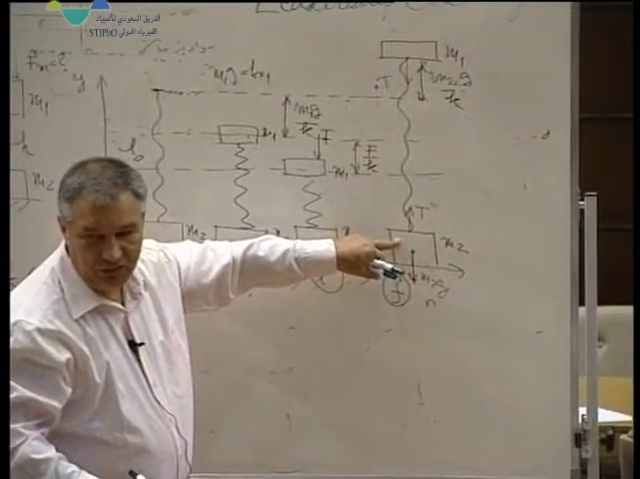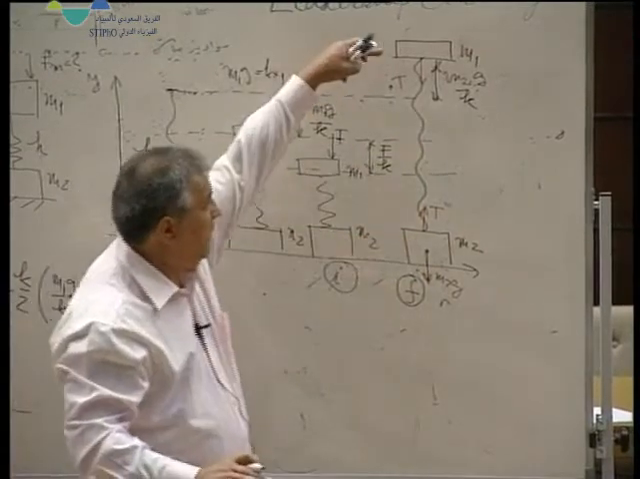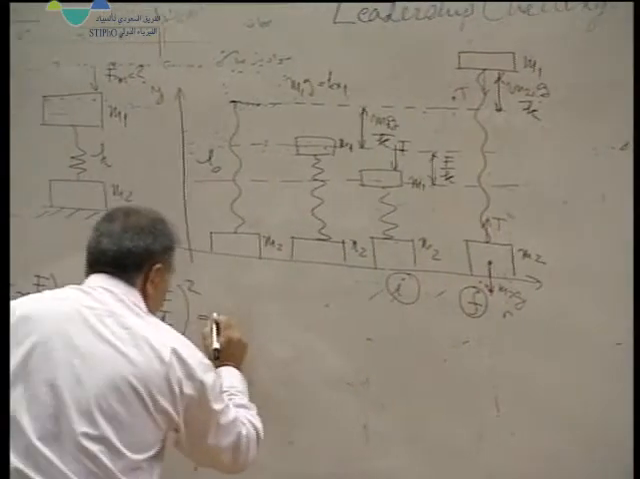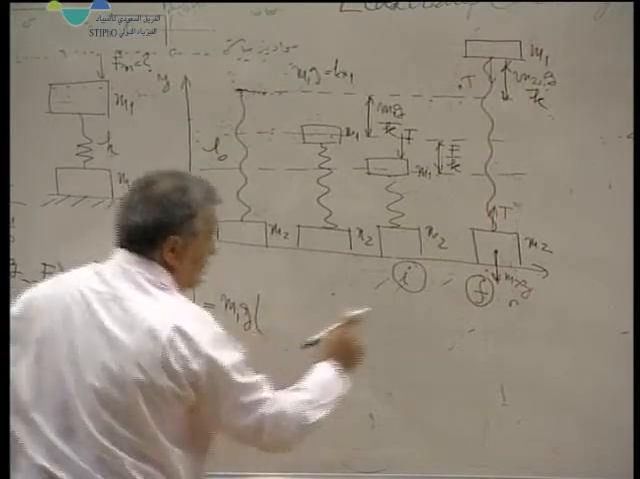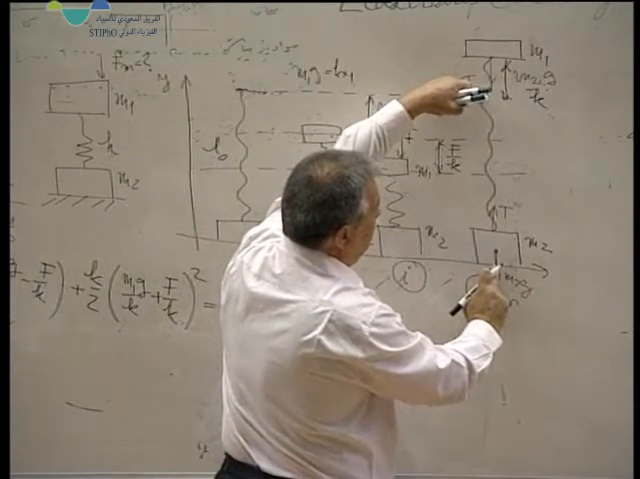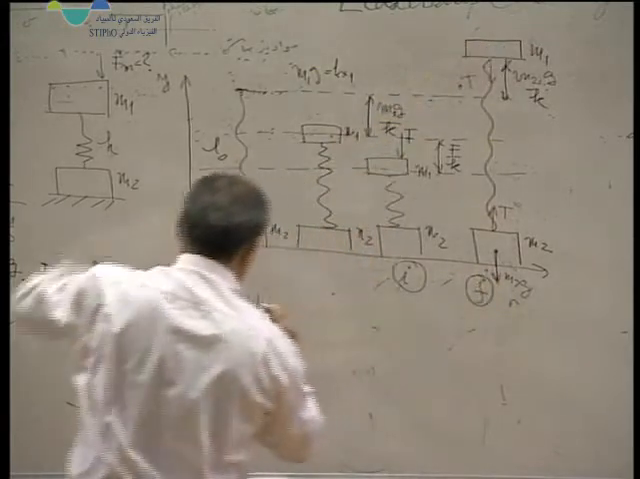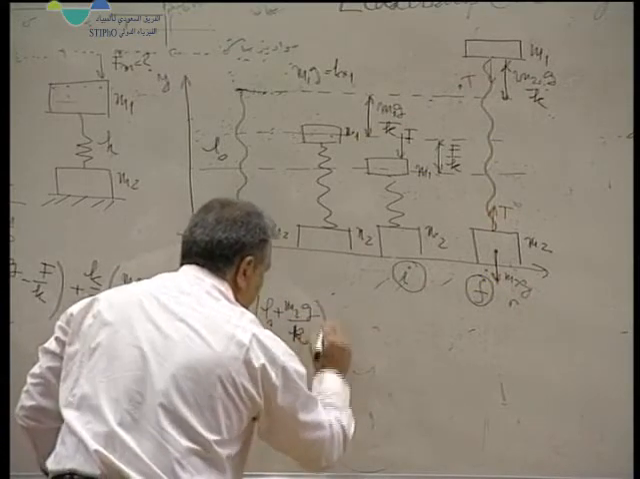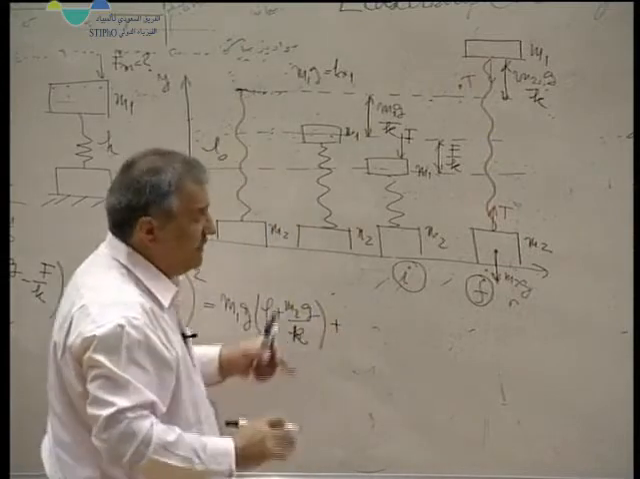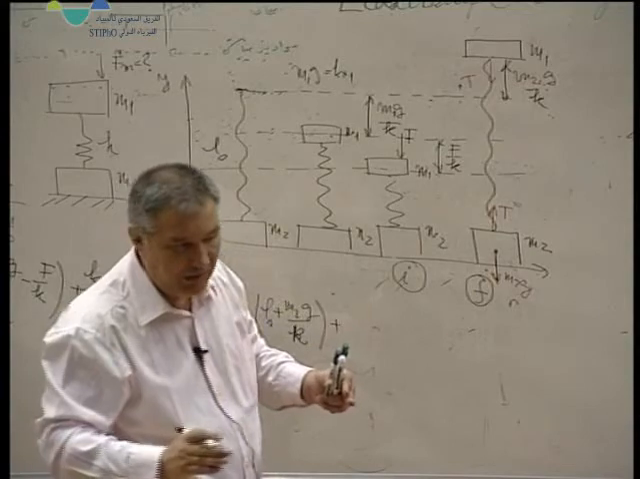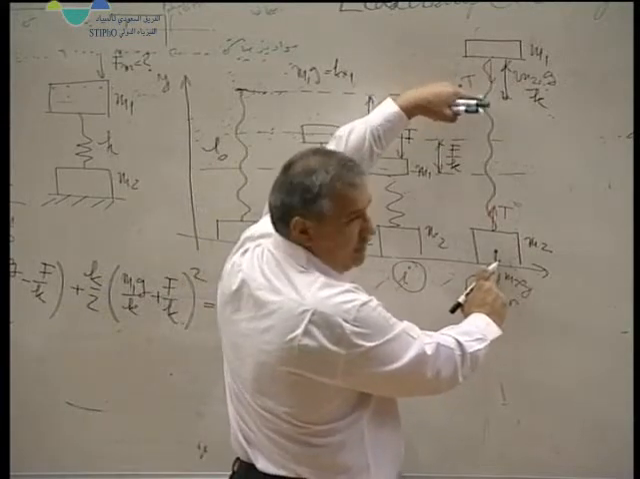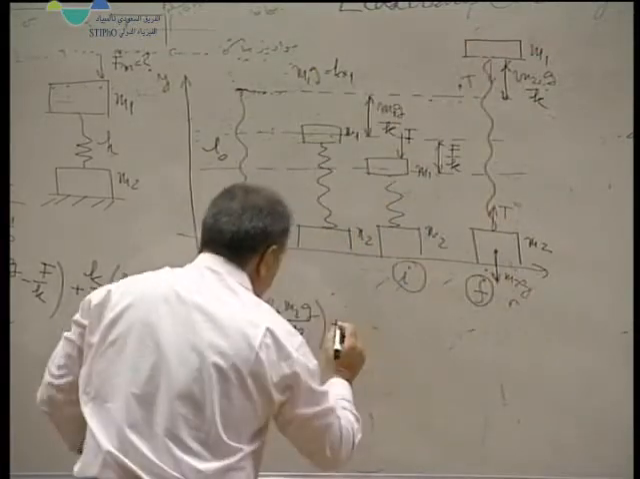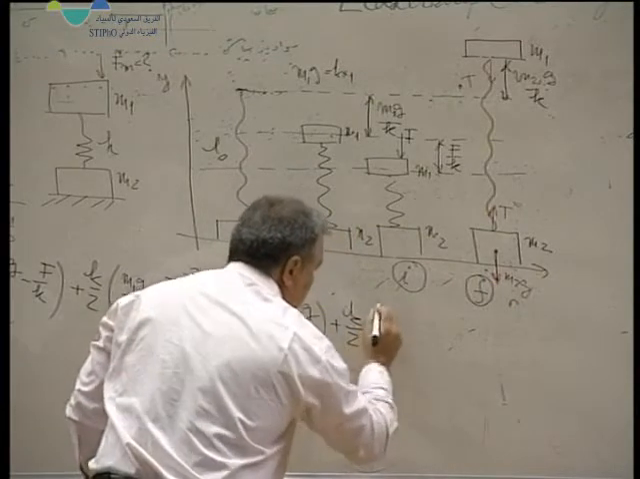Potential energy here is 0, because the height is 0. But M1 is at this height, from here to here. Its potential energy is m1g times this height. From here to here is L0 plus m2g over k. L0 plus m2g over k. Plus the spring is deformed. Its normal length is from here to here, but now it is here. So this is the deformation. Yes, the potential energy of deformation, k over 2 times the deformation squared.